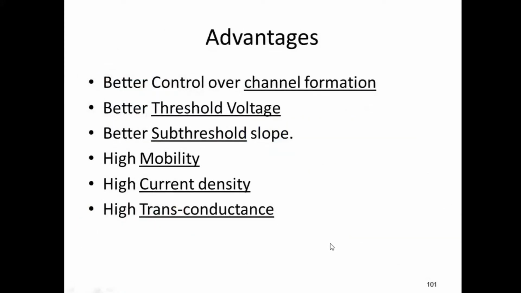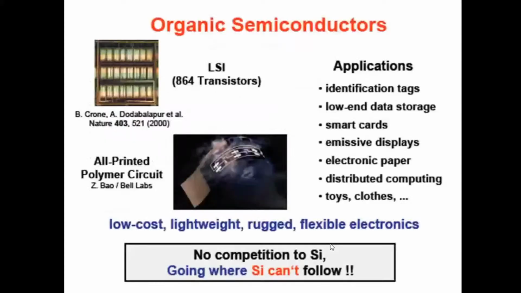Advantages are it has better control over channel formation, better thermal voltage, better subthreshold slope, high mobility, high current density, and high transconductance. Other alternative to CMOS is the organic semiconductor. It was first fabricated in 2000 with 864 transistors. It is low cost, lightweight, rugged, flexible electronics.